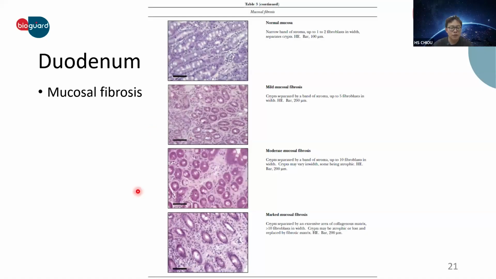In moderate fibrosis, the stroma becomes more prominent, with further separation of crypts, and some may appear atrophic or irregular. In marked fibrosis, there is extensive collagen deposition, with crypts widely separated, atrophic, or even lost, and replaced by fibrotic tissue. So mucosal fibrosis is an important indicator of long-standing disease and helps distinguish chronic enteropathy from an acute process.